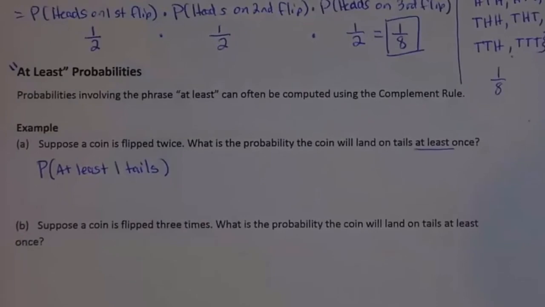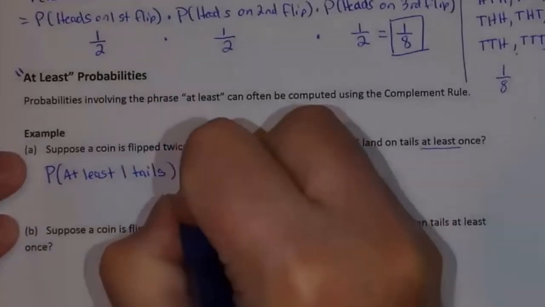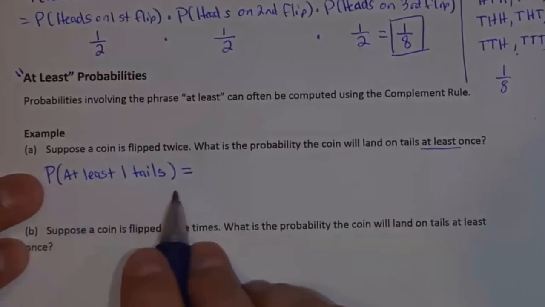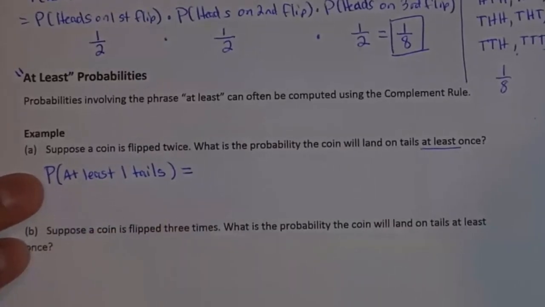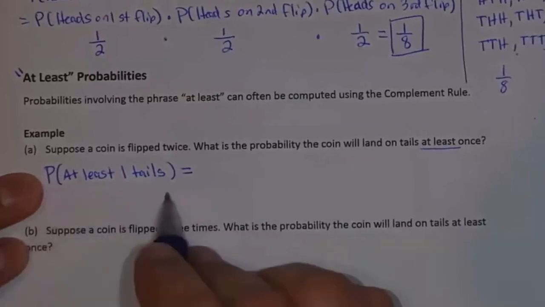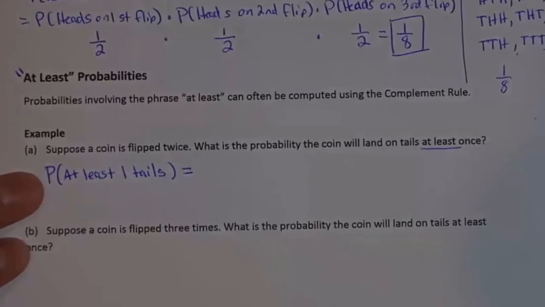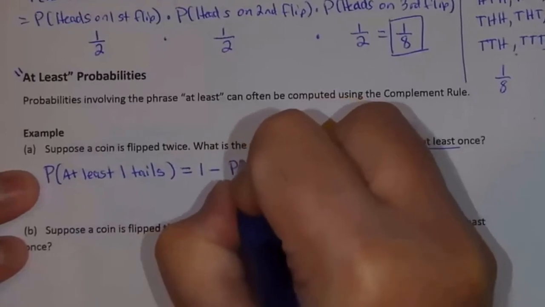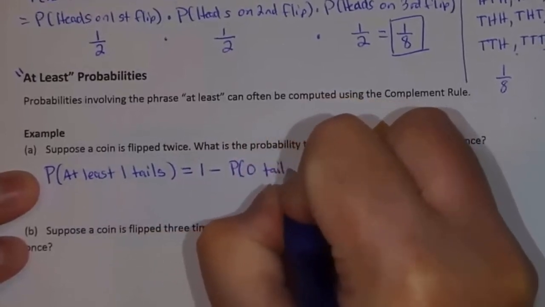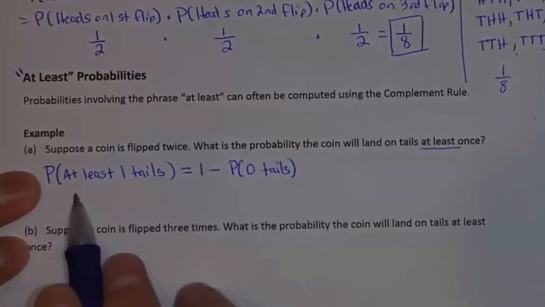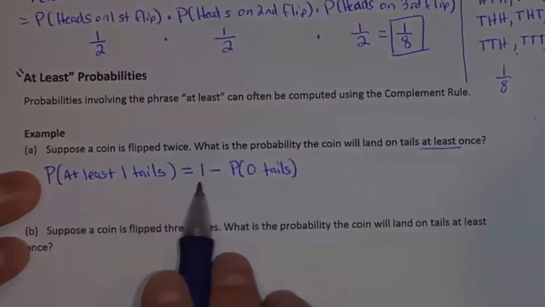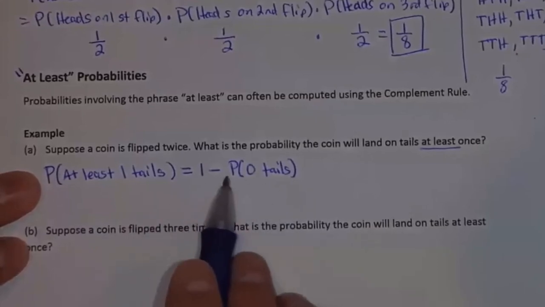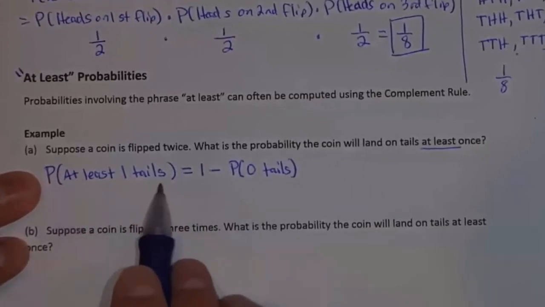So the simplest way to figure out this probability of getting at least one tails is to think about the complement. The complement of at least one tails would be no tails or 0 tails. So the complement of flipping at least one tails is flipping 0 tails. So if I take 1 minus the probability of 0 tails, that would give me this probability. So I'm using the complement rule: 1 minus the complement of at least one tail.